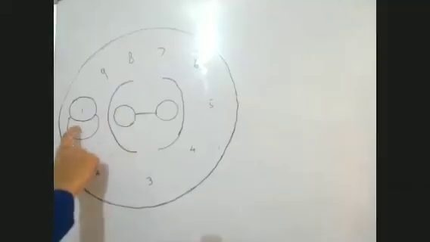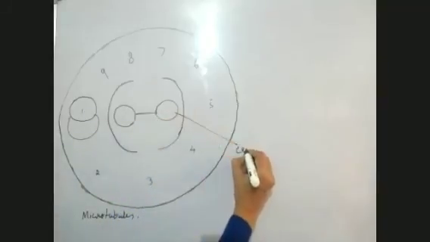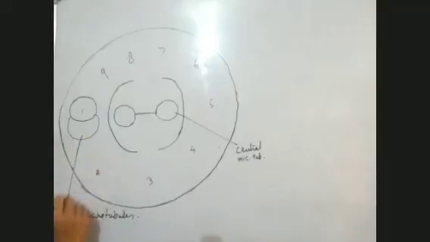These circular structures present here, both of these, are known as microtubules. The microtubules which are present in the center are known as central microtubules. I'm just writing this. And the ones which are present on the periphery are known as peripheral microtubules. So we have two types of microtubules, central microtubules and peripheral microtubules.